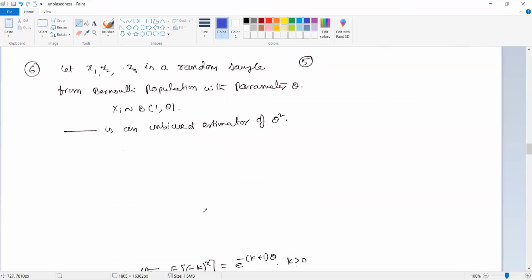Next, problem 6. Here is a Bernoulli population. X1, X2, ..., Xn is a random sample drawn from the Bernoulli population with parameter theta. Show that the given statistic is an unbiased estimate of theta square. So now Xi follows Bernoulli, E of Xi is equal to theta, and variance of Xi is equal to theta into 1 minus theta, that is P into Q, where Q is equal to 1 minus theta.